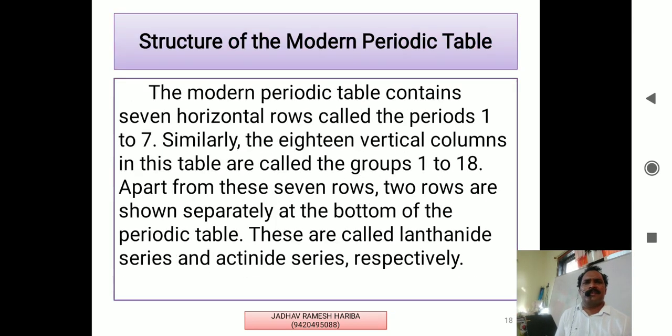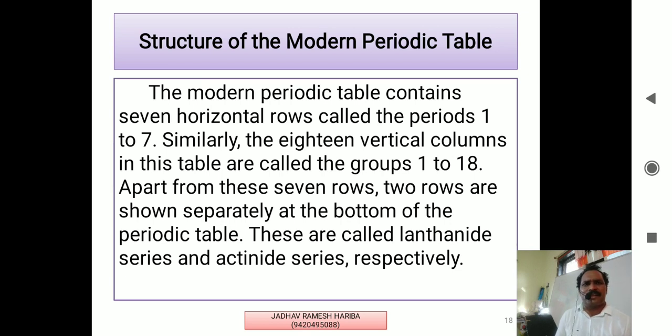Then we will see the structure of the modern periodic table. As we know, in the modern periodic table all 118 elements get fitted in various boxes. It contains 7 horizontal rows, which we call the periods, and they are numbered from 1 to 7. There are 7 periods in the modern periodic table.